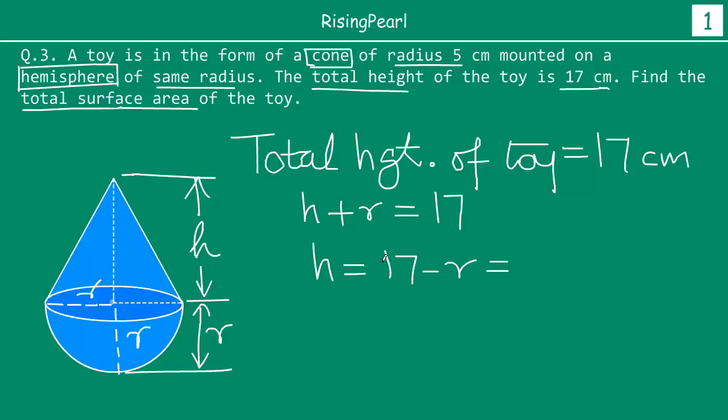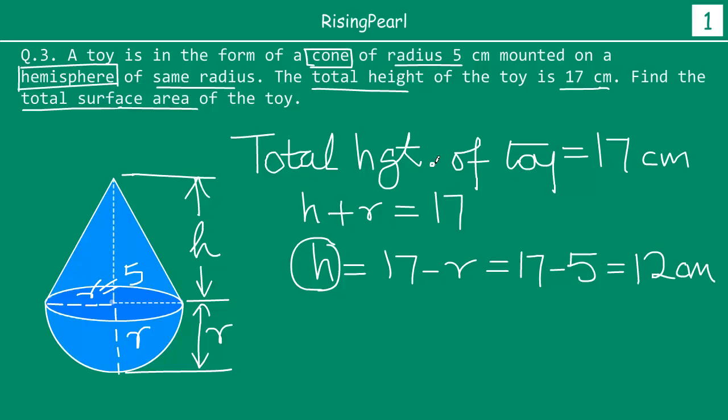The value of r is given to us as 5 centimeter. So it will be 17 minus 5, which is 12 centimeter. So the height of the cone is 12 centimeter. At this point, friends, we know the height of the cone, the radius of the cone and the radius of the hemisphere. So essentially we have all the measures for both the cone and the hemisphere.